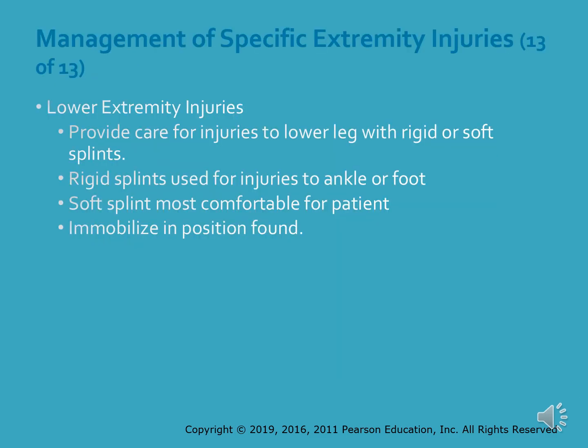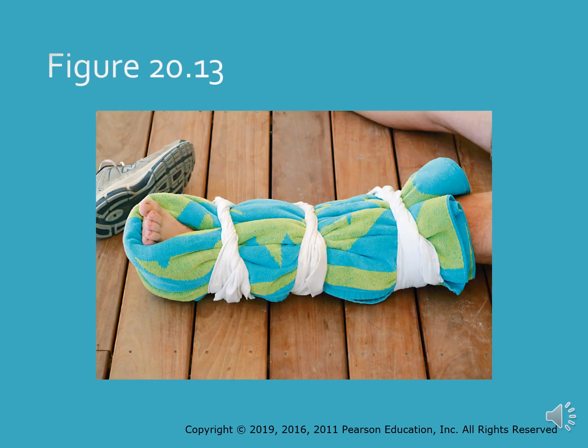You want to provide care for injuries to the lower legs with a rigid or soft splint. Rigid splints are used for injuries to the ankle or foot, where soft splints are more comfortable for that patient. So it's up to them depending on how injured or how painful it is. And then immobilize in the position found. Here you can see that they're immobilizing a lower leg using a towel, which works just fine.